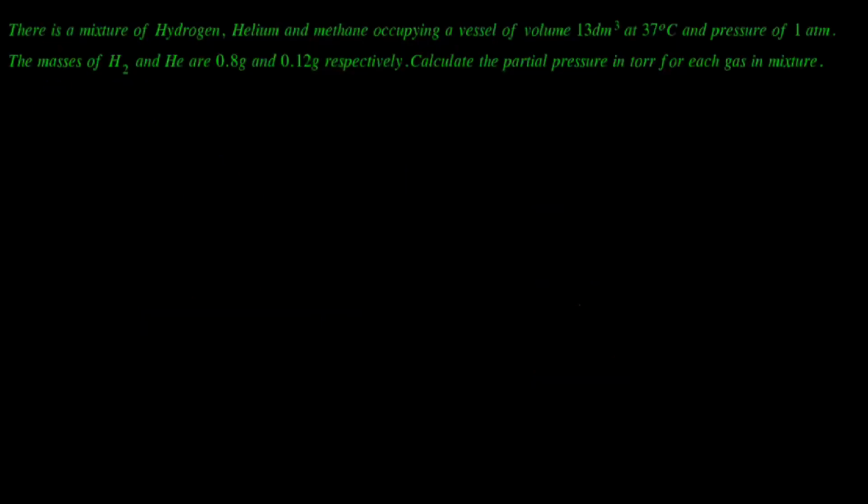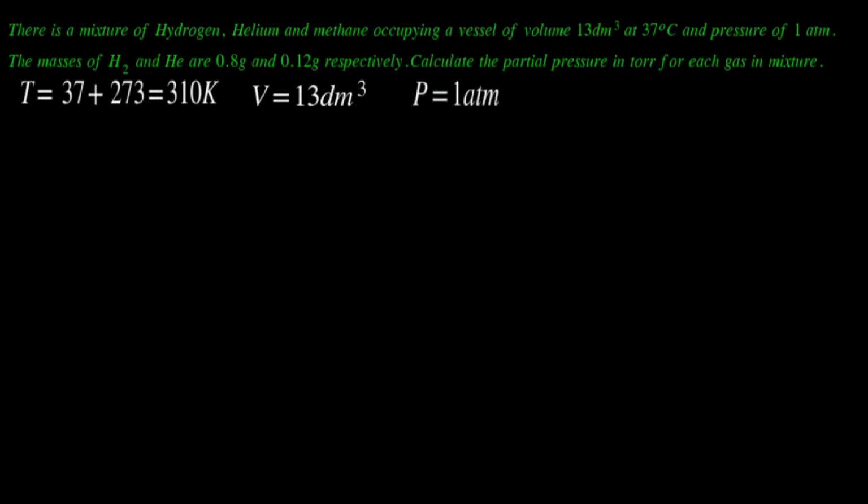There is a mixture of hydrogen, helium, and methane occupying a vessel of volume 13 decimeter cube at 37 degrees Celsius and a pressure of 1 atmosphere. The masses of H2 and helium are 0.8 gram and 0.12 gram respectively. Calculate the partial pressure in torr for each gas in the mixture. In this statement, the temperature is 37 degrees Celsius, which should be converted into Kelvin by adding 273. So the temperature would be 310 Kelvin, right? And the volume of the vessel is 13 decimeter cube and the pressure applied to the system is 1 atmosphere, right?